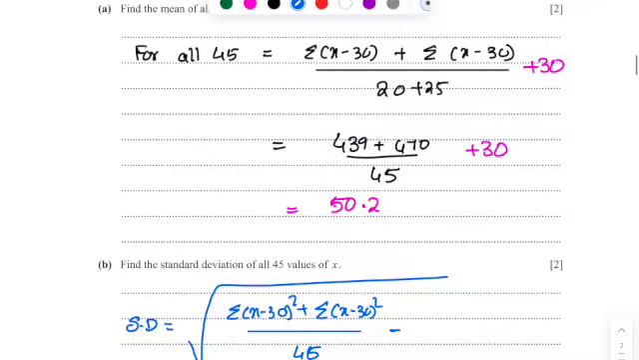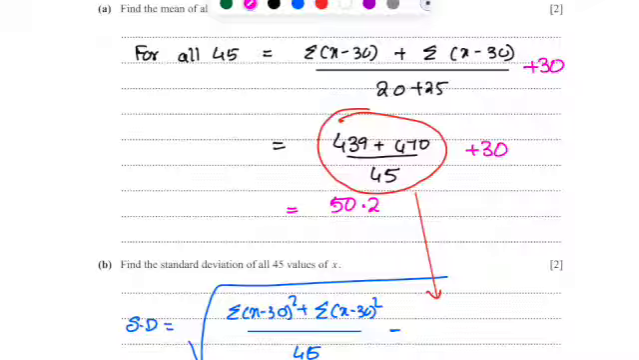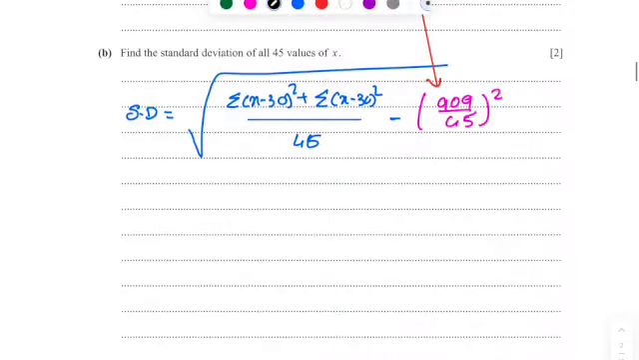So what was the mean? The mean was nothing but the coded mean. This was the mean for the coding one, so you have to use it over here. So it becomes 909 divided by 45, whole square. Care has to be taken over there. Simplify that, and you should get 10 square root of 119.9. That's the answer.